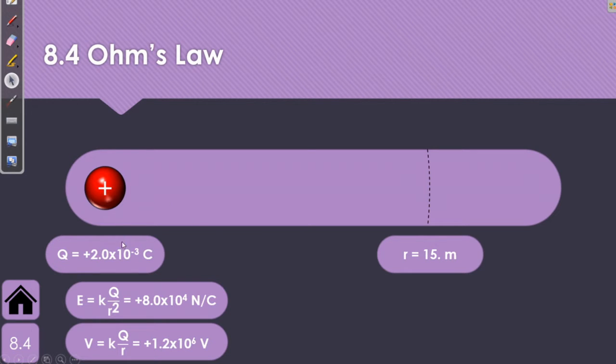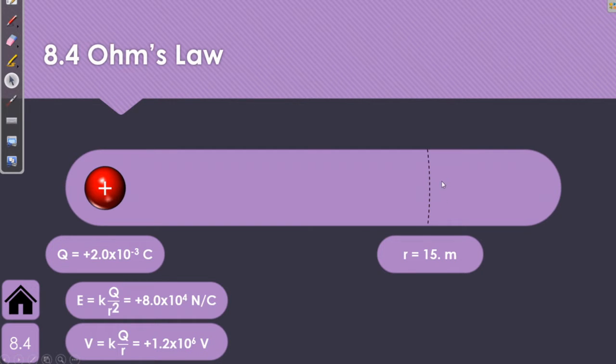So if we just have a single charge of, say, positive 2 millicoulombs, then we can calculate that at a distance of 15 meters, the electric field strength is positive 8 times 10 to the 4th newtons per coulomb. And you can calculate that using the formula K times Q divided by R squared, where K is equal to 8.99 times 10 to the 9th newtons times meter squared per coulomb squared. We can also calculate that at a distance of 15 meters, the electric potential is positive 1.2 times 10 to the 6th volts, or joules per coulomb.